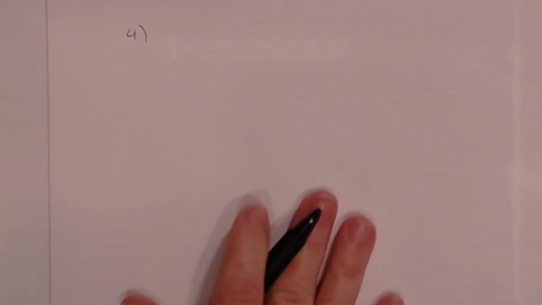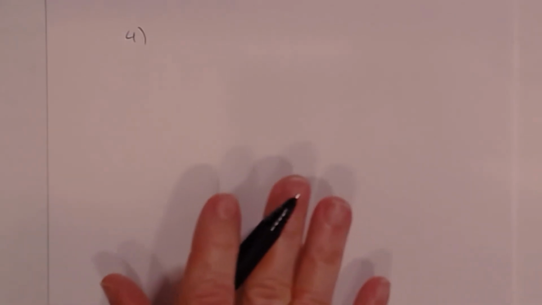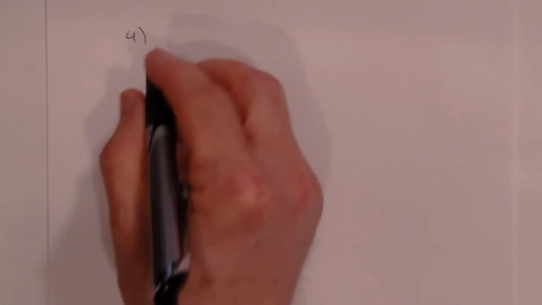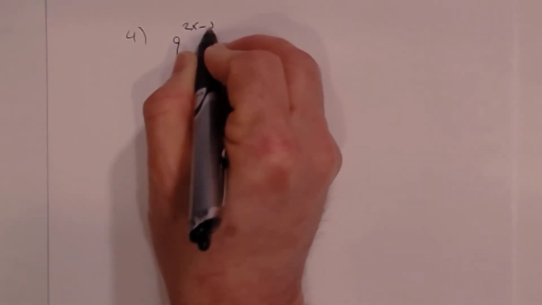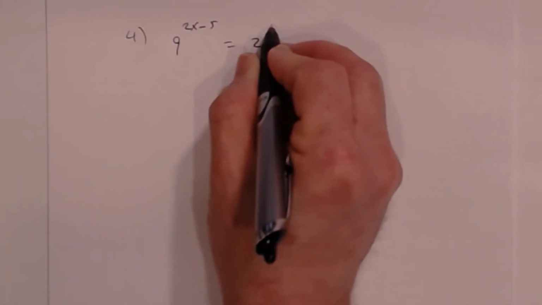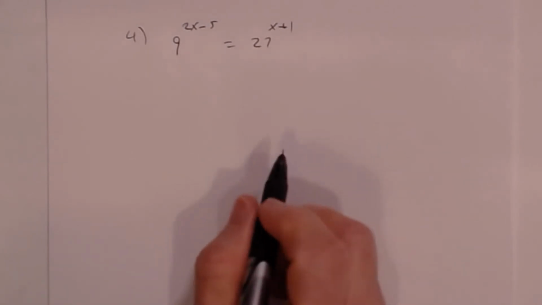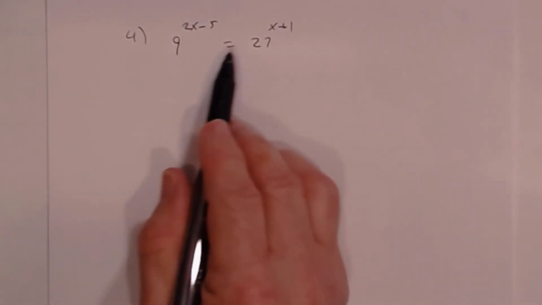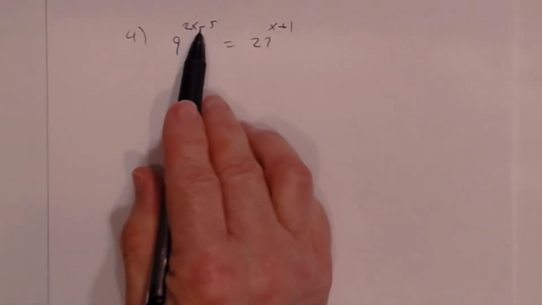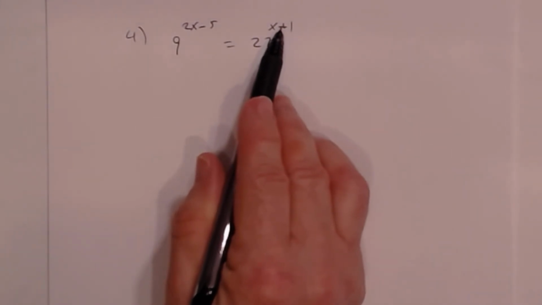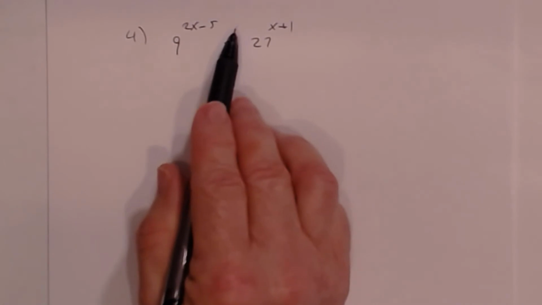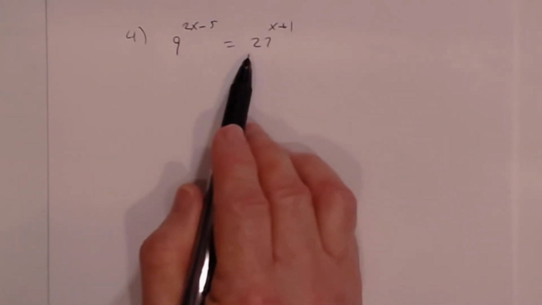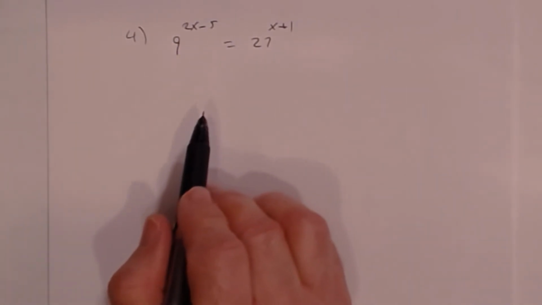So let's look at number 4. Suppose in number 4, I have 9 to the 2x minus 5 equals 27 to the x plus 1. Notice the bases are different. So don't say 2x minus 5 equals x plus 1, because that's not true. The only time those exponents are equal to each other is if the bases are the same. You're using the one-to-one property in that case.